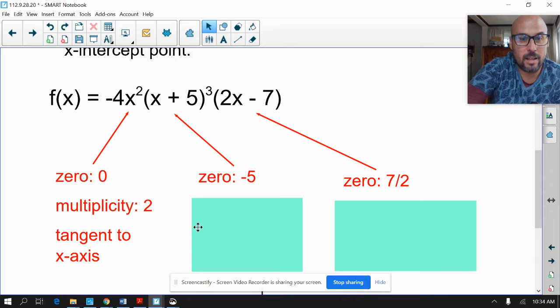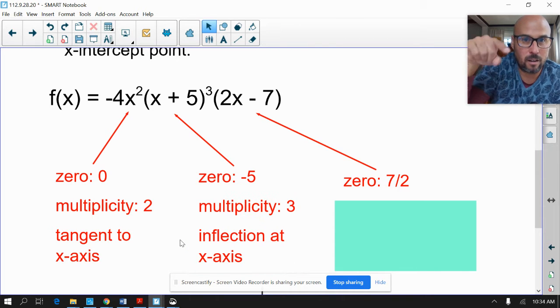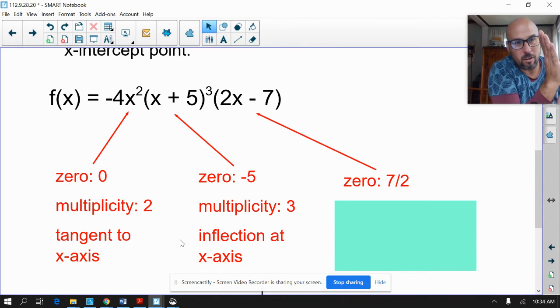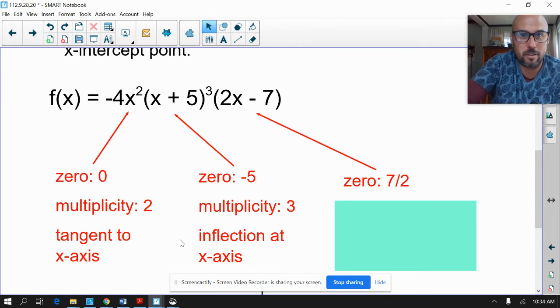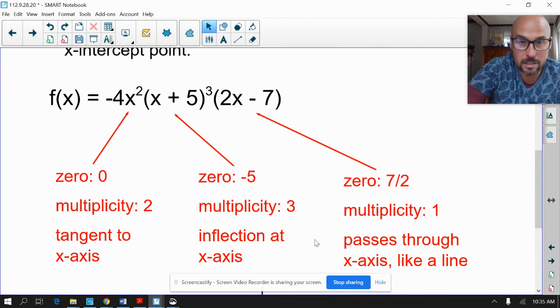I always think of it as if you're driving a car along the graph and it's curving, you would be turning your steering wheel to the right a little bit, and as soon as you pass that point, you would turn the steering wheel left a little bit to stay on the path. So that little switch of turning your steering wheel would be the inflection point. And this zero is positive 7/2. It only occurs once. So the graph just simply passes through as if it were a line at that point, a degree 1 polynomial.